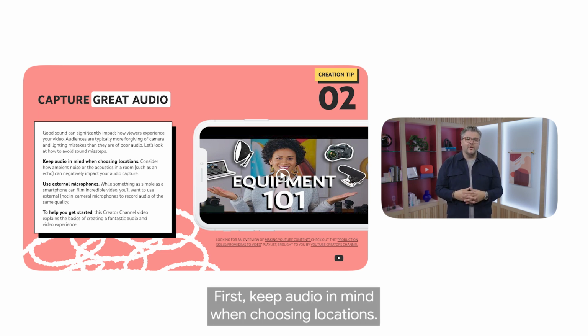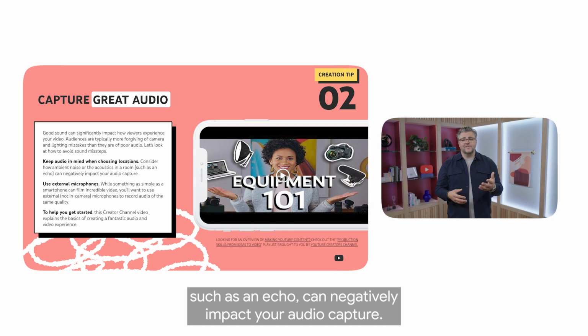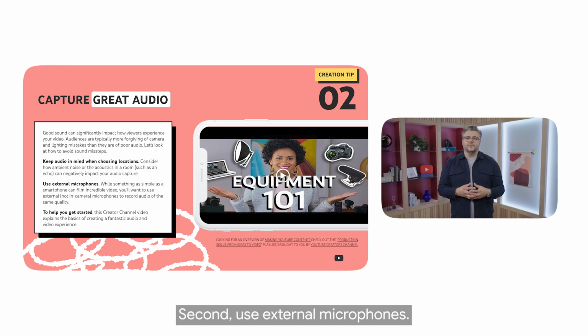First, keep audio in mind when choosing locations. Consider how ambient noise or the acoustics in a room, such as an echo, can negatively impact your audio capture. Second, use external microphones. While something as simple as a smartphone can film incredible video, you'll want to use external microphones to record audio of the same quality.